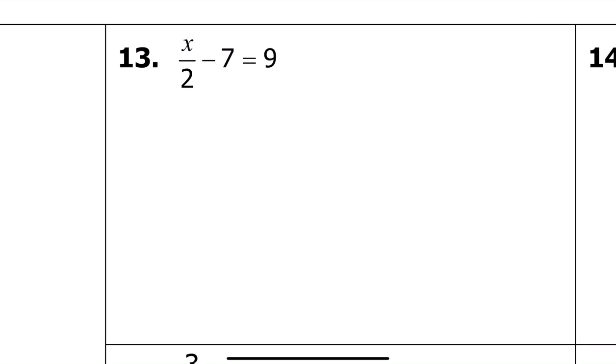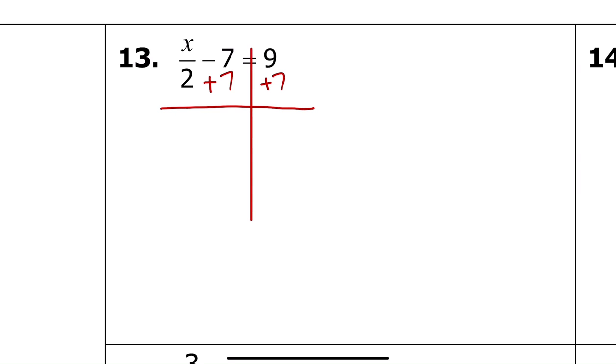So we have x divided by 2. Remember that fraction sign can mean divided. Minus 7 equals 9. All right, so once again, we're going to add or subtract first. So let's split this up. The same side as our x, I see minus 7. This is the first number that needs to go because we're adding or subtracting. So I have a minus 7, so we're going to add 7 to both sides.